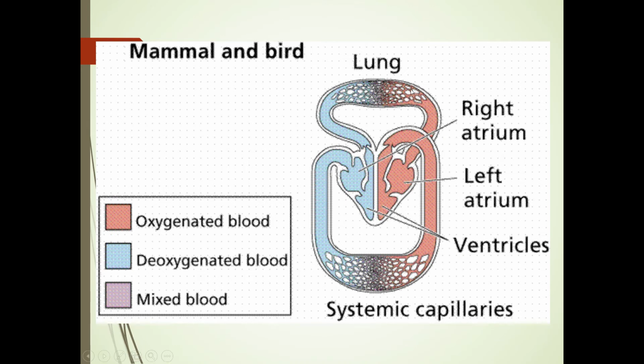Then the oxygenated blood travels to the left atrium, then enters the ventricle, and then it will be pumped out to all our body. Then the gas exchange occurs, and it becomes deoxygenated blood again. So this is the cycle. This is called complete blood circulation because the oxygenated blood and deoxygenated blood are not mixed with each other. And this is called a double circulatory system.